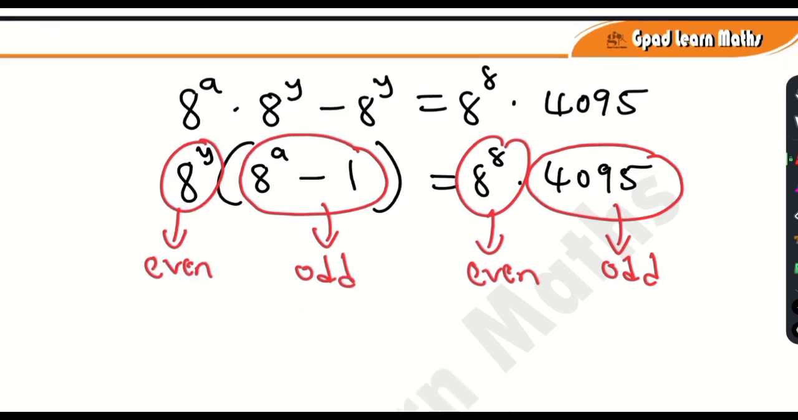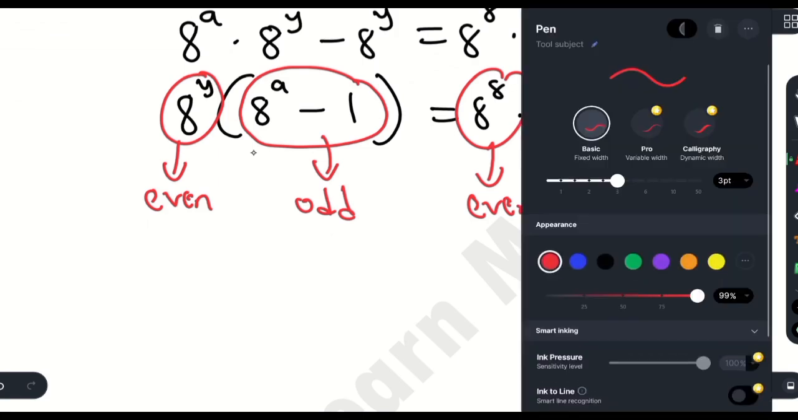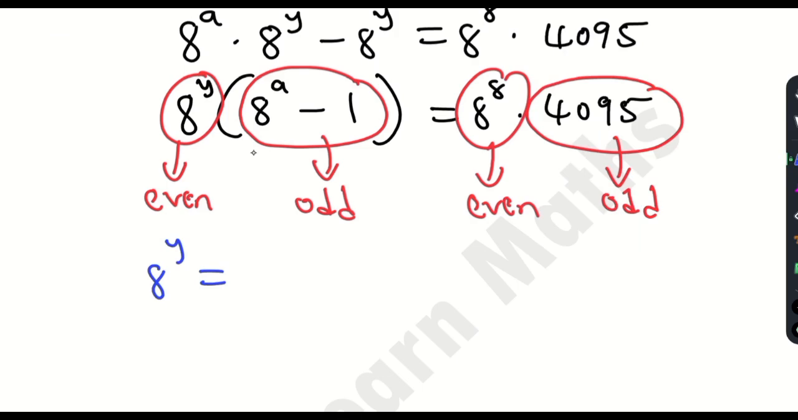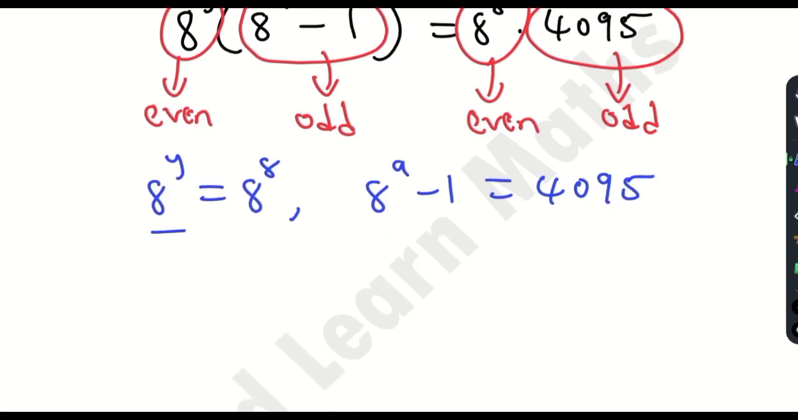So if we write it like that, I will say that 8 raised to power y is equal to what? 8 raised to power 8. And then 8 raised to power a minus 1 is equal to 4095. So I just did the comparison. They have a common base, so I'm going to equate the exponents. It means that y is equal to 8.